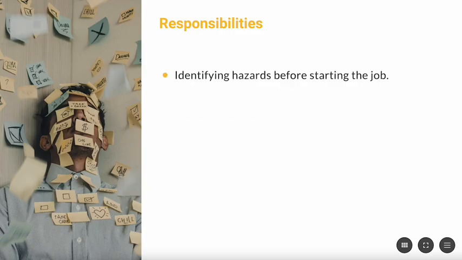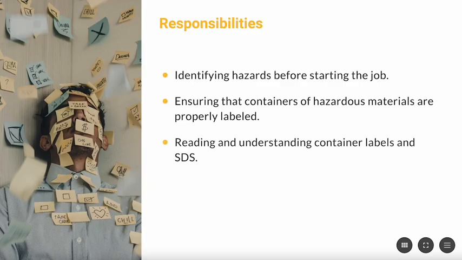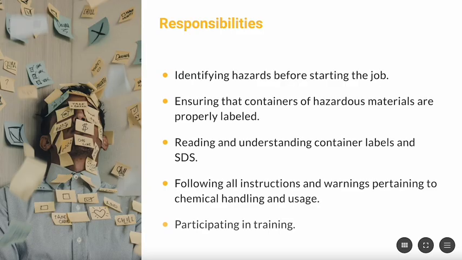When working with hazardous materials, it is important to take certain precautions to ensure the safety of yourself and those around you. This includes identifying potential hazards before starting the job, ensuring that containers of hazardous materials are properly labeled, reading and understanding container labels and SDS, following all instructions and warnings related to chemical handling and usage, and participating in any necessary training programs. By following these guidelines, we can help to prevent accidents and protect ourselves and others from harm.